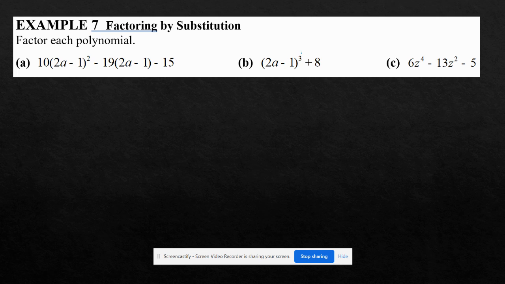Letter B. This 3 right here with basically 2 terms and 8 says this is probably going to be a sum, and I say sum because of the plus sign, sum of cubes formula. But again, that 2a minus 1 is making it awkward for us to solve this. So I'm going to say, okay, let's pull that 2a minus 1 out and make that u cubed plus 8.